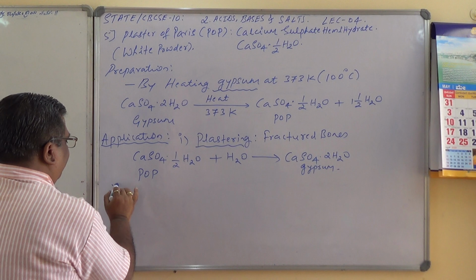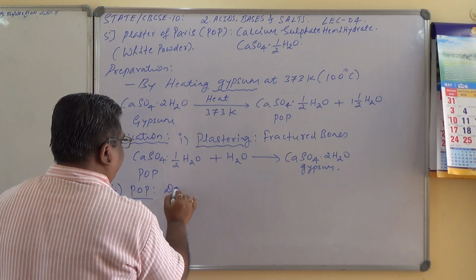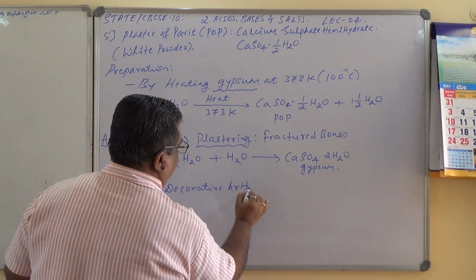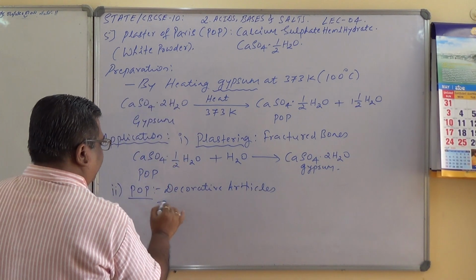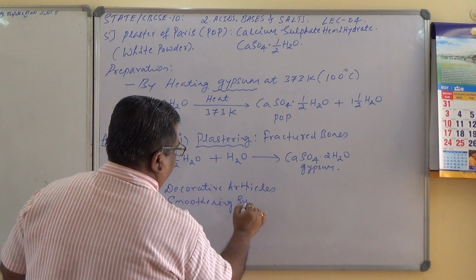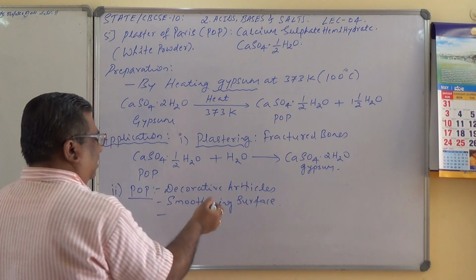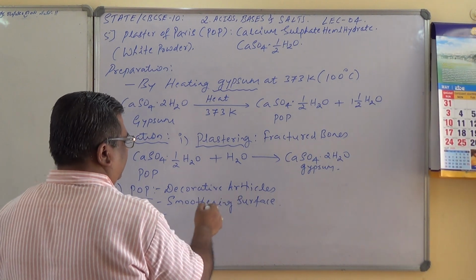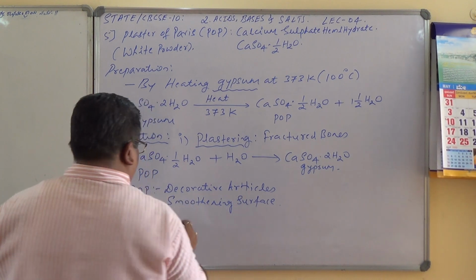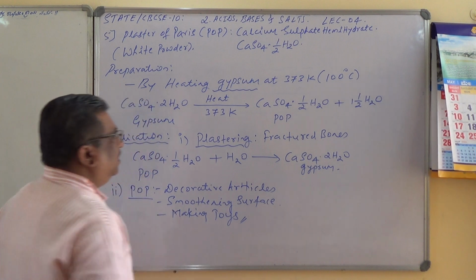First one. Second one, POP is used in manufacturing of decorative articles. Also it is used for smoothing the surface. And what else? It is also used in making toys. Important. Making toys. These are some of the applications.